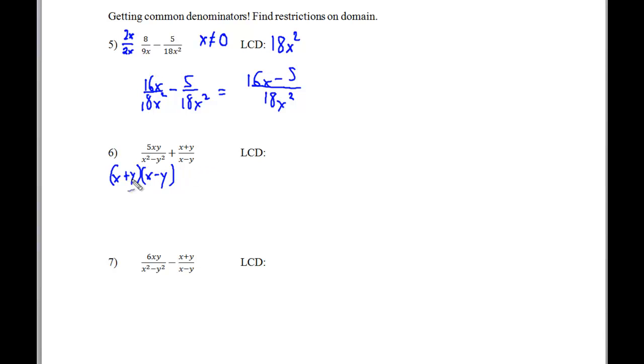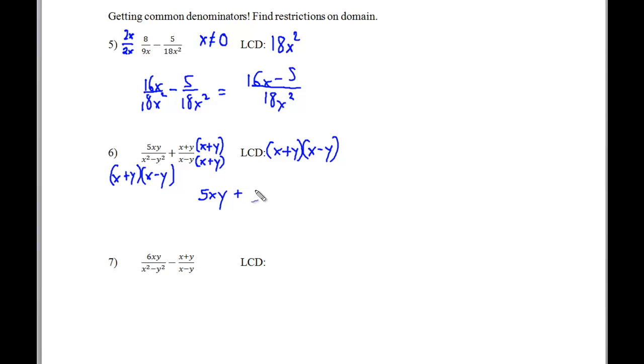So what I have to do is get both denominators the same. So I multiply by what the other denominator is missing. And since this denominator is missing an x plus y, my lowest common denominator is going to be the combination of x plus y, x minus y. And so my left side is going to be fine. My right side needs an x plus y. So what this means is that my numerator now becomes 5xy plus, and I need to FOIL this now to get this to be my second part of the numerator.